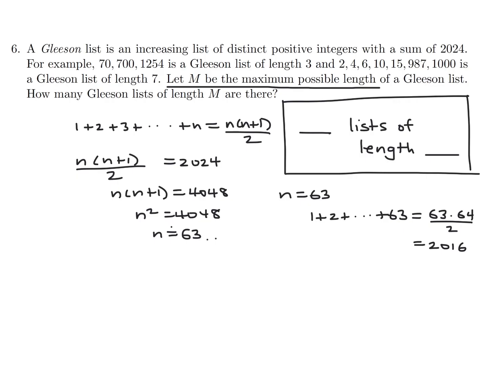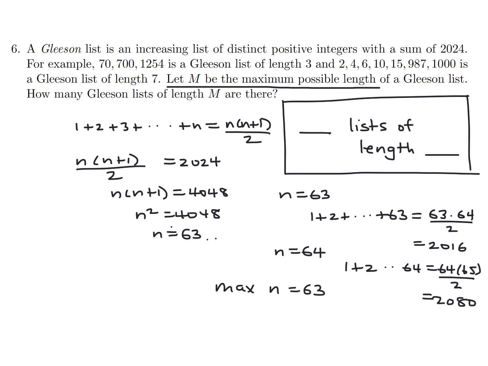We have that as a candidate for n, but let's try what happens when n is 64. Then that would be 1 plus 2 all the way till 64. And that sum is 64 times 65 divided by 2, and that is 2080. So we've gone over. So the max n is going to be 63. So that means the 63 goes here. At least we got one part of the solution.